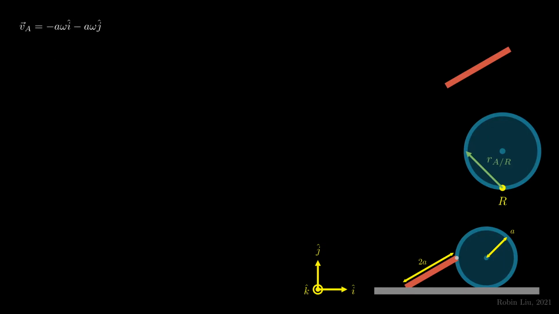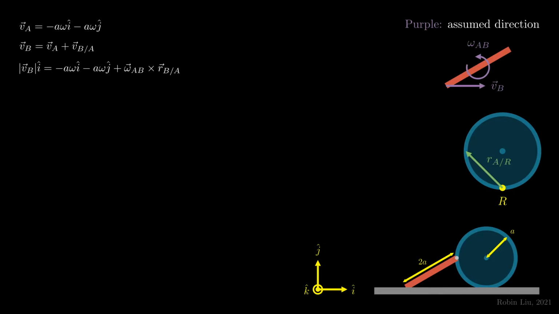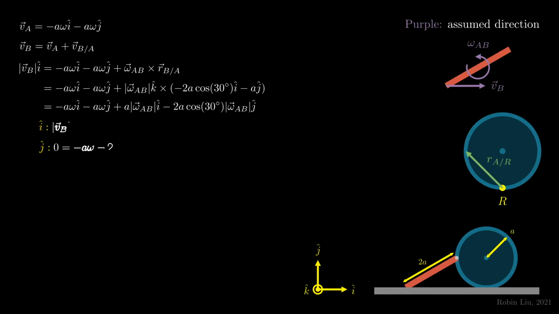Now for point B. We need to assume directions for the rotation of the rod and the velocity of point B. Since point B is constrained to slide along the ground, its velocity must be either to the left or to the right. I'm going to assume that it's rightwards, and that the rod rotates in the positive k direction. We can write out the relative motion equation and fill out all the terms, just like we learned in the previous video. Isolating the i and j directions lets us find the rotation rate of the rod and the velocity of point B.